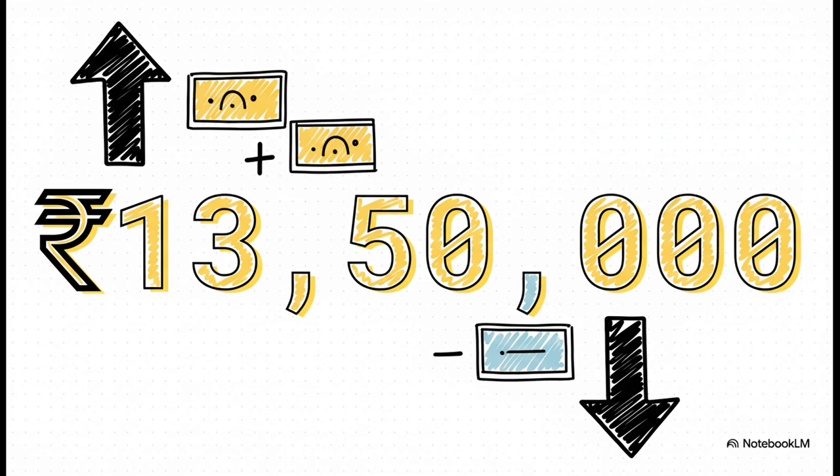We start with our opening WDV, component A, which is 10 lakh. We add all our purchases, component B, which is 3 lakh plus 2 lakh, so 5 lakh in total. Then we subtract the sales, component C, of 1.5 lakh. That gives us a pre-depreciation value of 13 lakh 50,000 rupees.